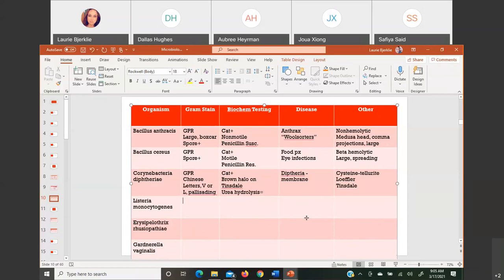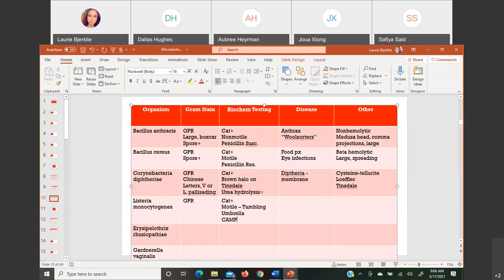Okay. Listeria monocytogenes, very much grandpa's rod, catalase positive. This one is great for motility, so motile. So if you did a wet mount, like just dropped a nice little solution, it should have that tumbling motility. If you use a motility tube, like agar, it would be umbrella shaped. So it just depends on what style of motility test you're running there. This one is CAMP positive and hippurate positive as well.